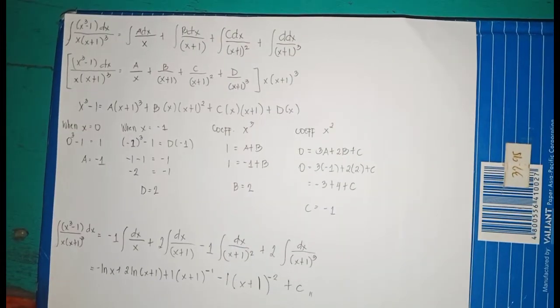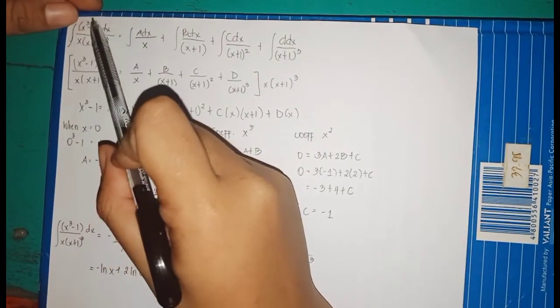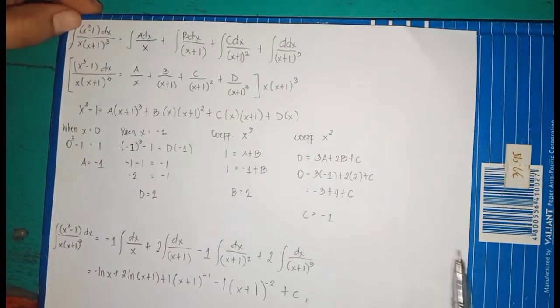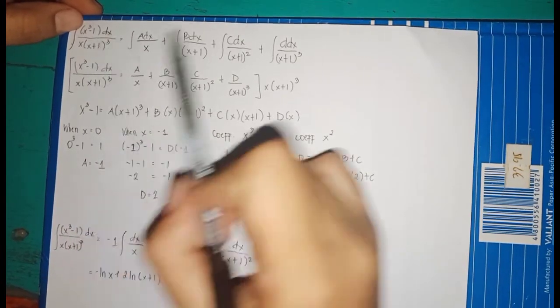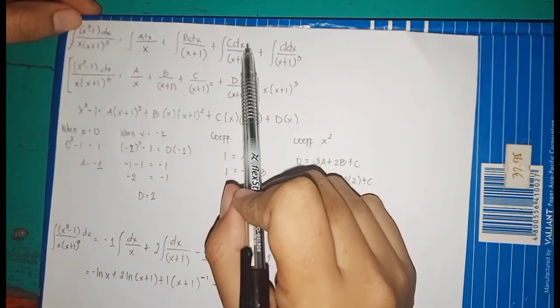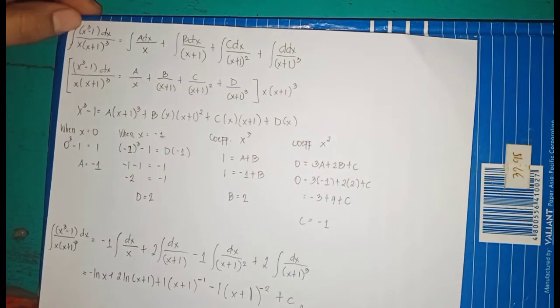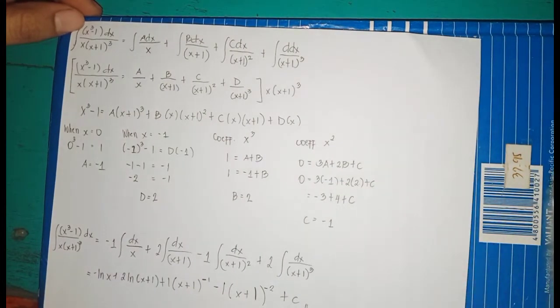Okay, so we have another example here, so I will explain it. We have the given integral of the quantity x cubed minus 1 dx all over x times the quantity x plus 1 cubed. Because this is cubed, it will repeat three times. So we have A dx over x, B dx over x plus 1, C dx over x plus 1 squared, and the last is D dx over x plus 1 cubed. So to get the values of A, B, C, and D, we will do again what we did earlier.